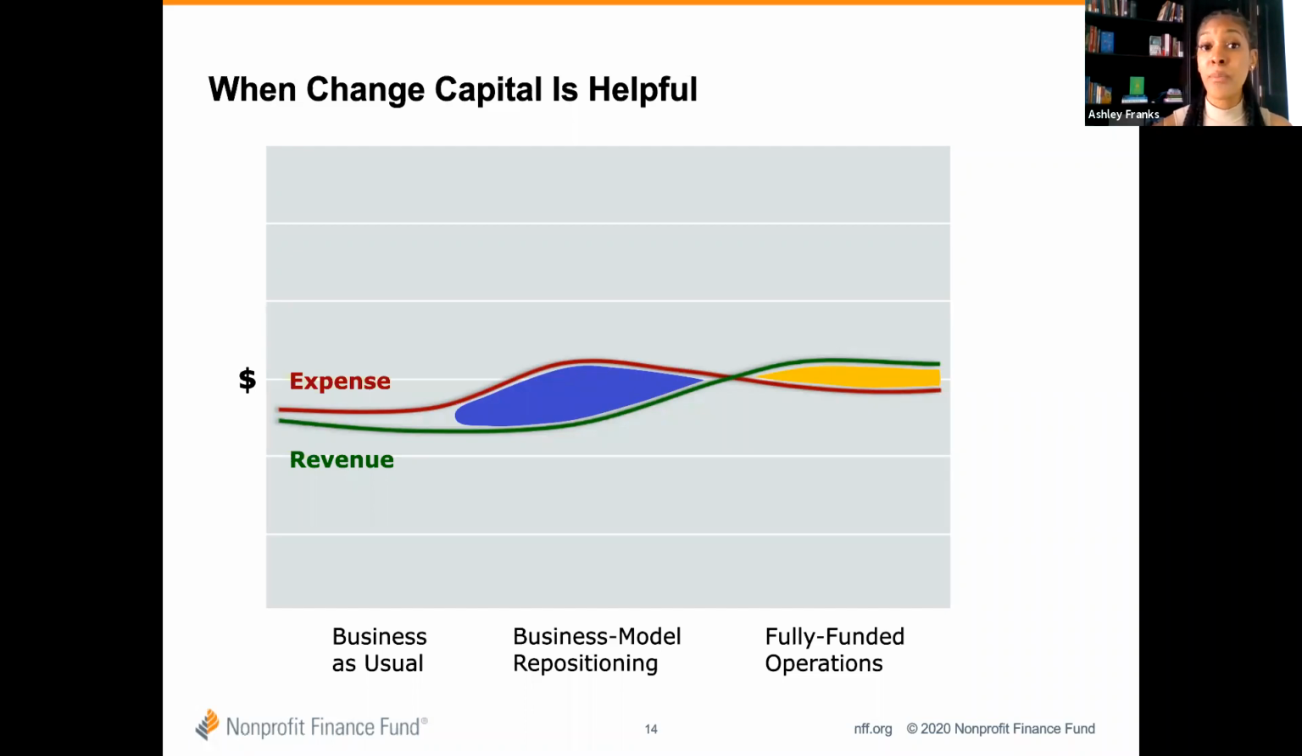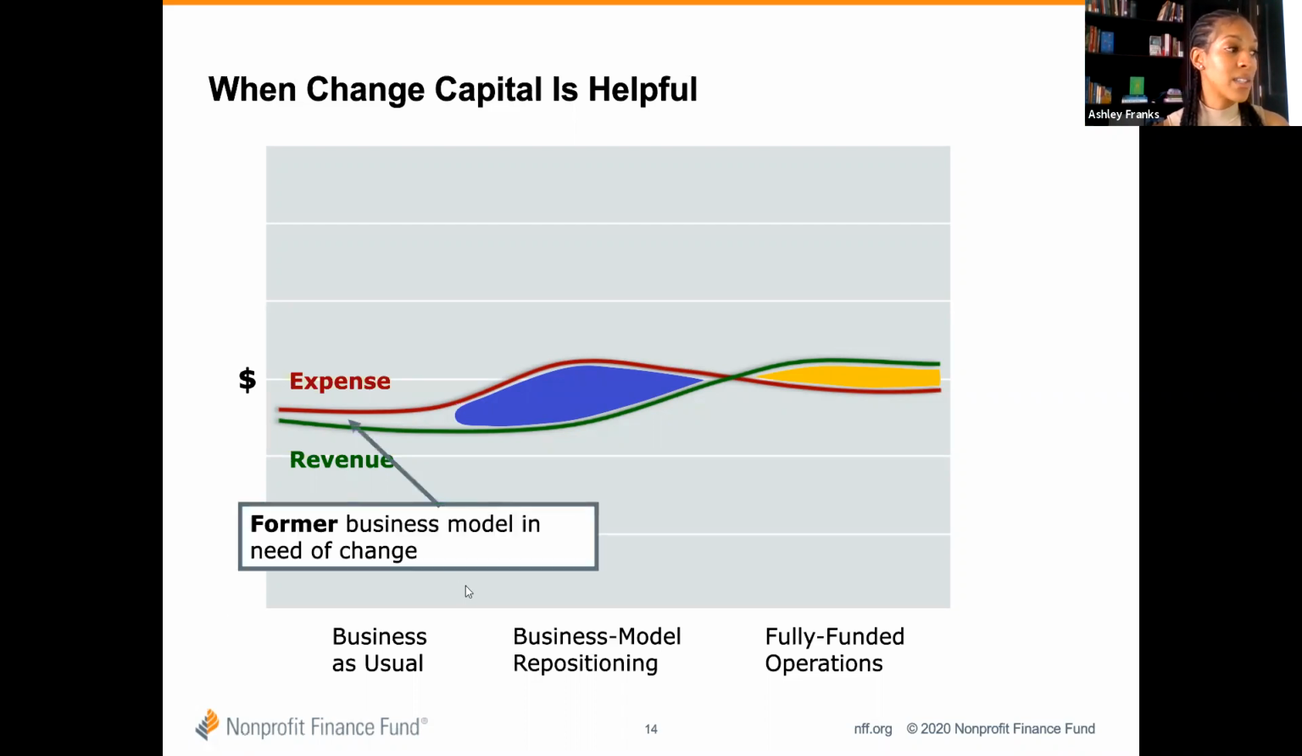So where we start before the funder comes to us with that external investment is here at business as usual. We have the former business model in need of change. That's where we're starting. And we're going to launch our business model repositioning soon, right? And so like a startup, our expenses exceed our revenue for a period of time, as you can see, until our ordinary revenue catches up or until our investment produces a return or a surplus. The time period of fully funding our new operation often takes between 3 to 5 years.